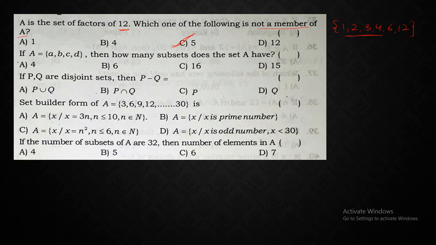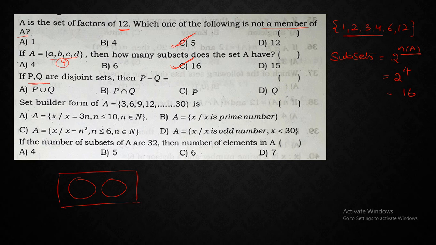If A is equal to {a, b, c, d}, that means how many elements are there? There are 4 elements, right? How many subsets does set A have? Since we did not discuss subsets, the number of subsets is given by 2 power n of A. So if set A is given, 2 power n of A is the number of subsets. From this, 2 power 4 is 16. So the answer is 16.